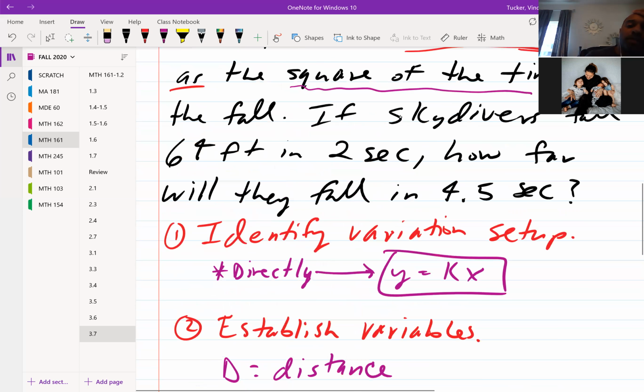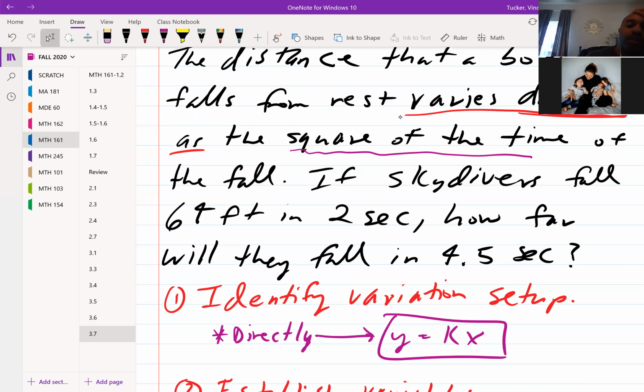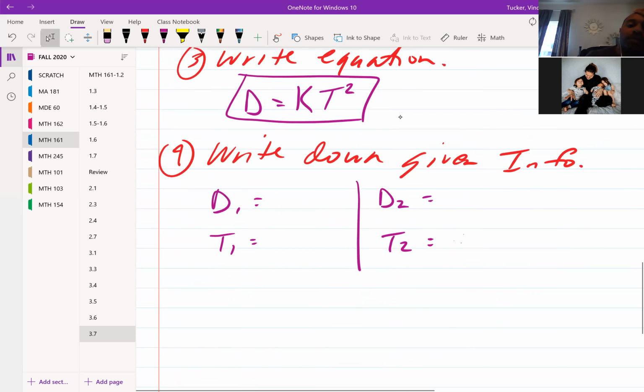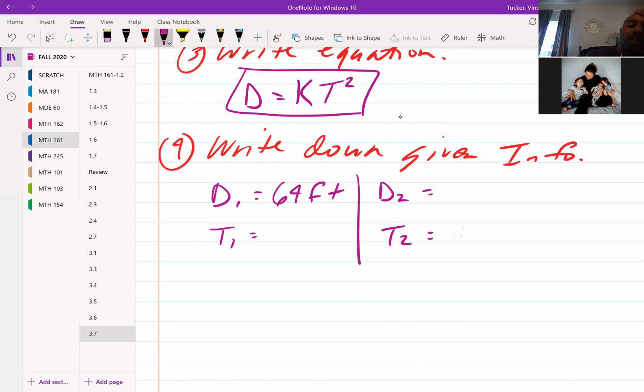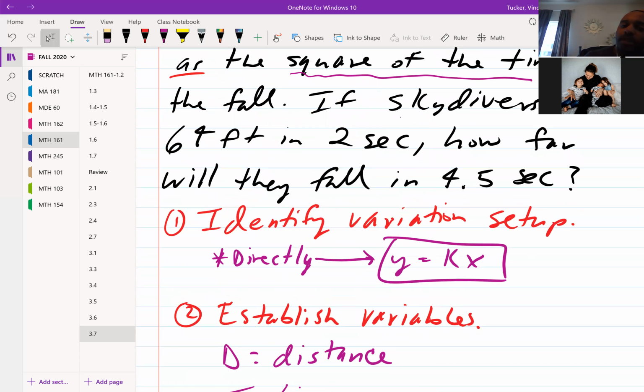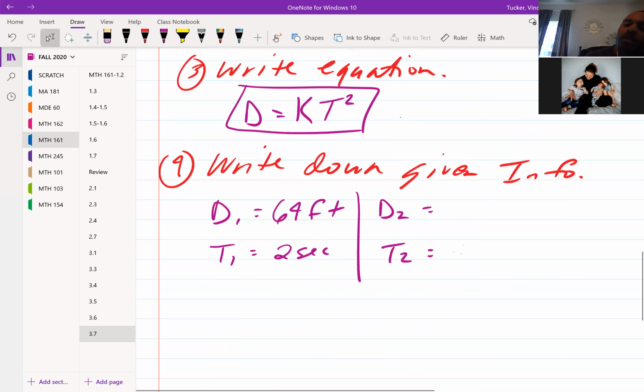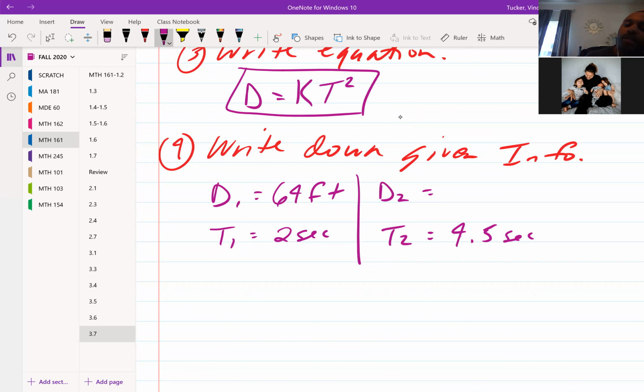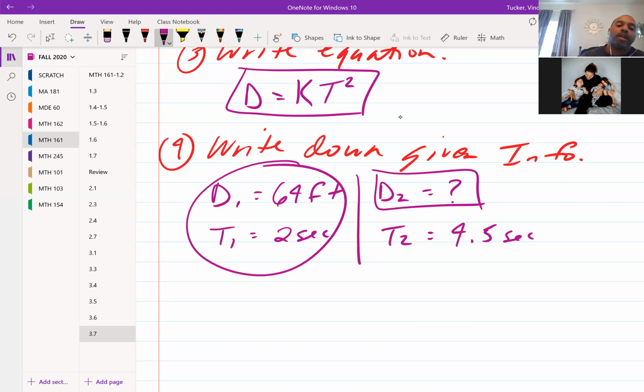So in the first set of information, it says if skydivers fall 64 feet in 2 seconds. So the first distance is 64 feet, and the first time is 2 seconds. How far will they fall in 4.5 seconds? So time is 4.5, and we don't know the distance. And that's what we're trying to figure out. So this will always be the case. You'll have all of the information for the first set, and then you'll be missing one out of the second set.